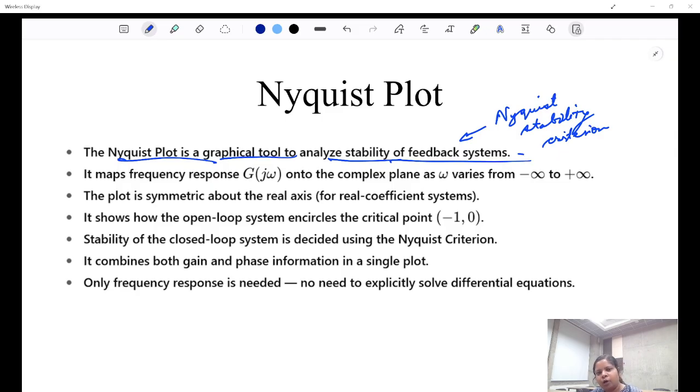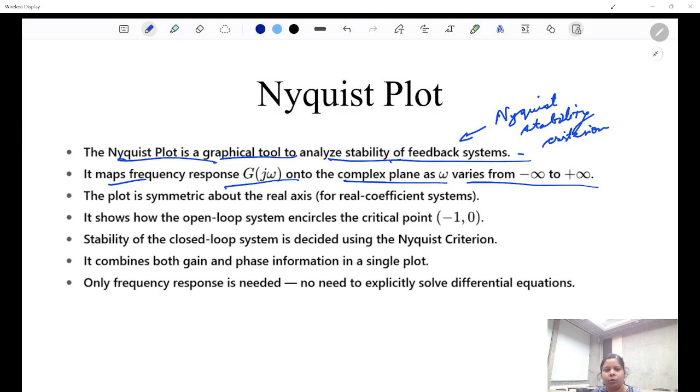Once you have the Nyquist plot, you replicate it because it is going to be symmetric about the real axis. Then you have the plot drawn, you see how many times it is encircling, and based on that encircling itself you can tell the stability of the system. Alright. The second is it maps frequency response onto the complex plane as omega varies from -infinity to infinity.